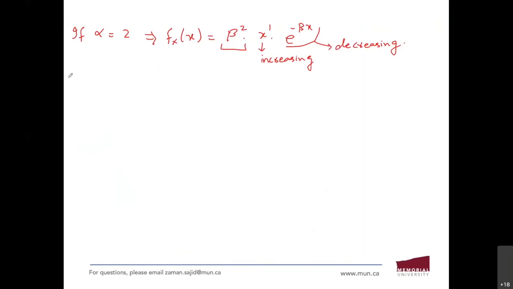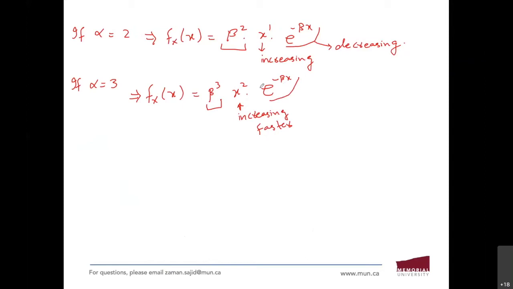Now, if I take alpha equal to 3, I get my PDF as beta power cube times x square times e power minus beta x. Now again, this term is a constant here. Now, if you notice, as compared to alpha equal to 2, in alpha equal to 3, I have one more power of the x. So this means it is increasing much faster. However, at the same time, this function, which is e power minus beta x, brings it down. It is the decreasing function again.